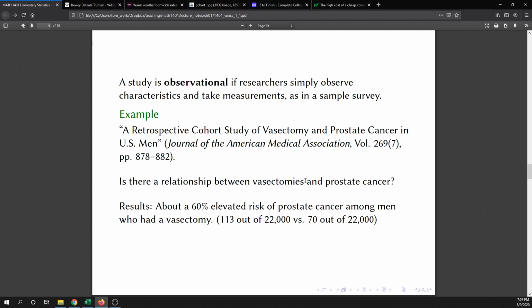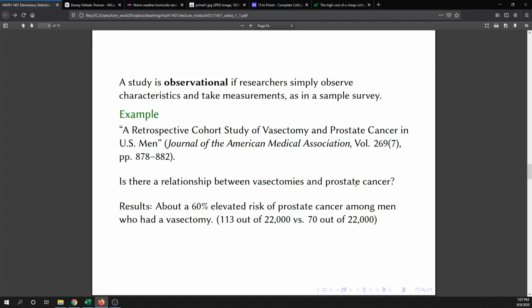A study is observational if researchers simply observe characteristics and take measurements, as in a sample survey. So in this study, a retrospective cohort study of vasectomy and prostate cancer in U.S. men, published by the Journal of the American Medical Association, what they wanted to know is whether there is a relationship between vasectomies and prostate cancer. Somebody, probably a doctor, started reporting on their findings and said, hey, is there some connection between these two? Do vasectomies and cancer have some relationship?